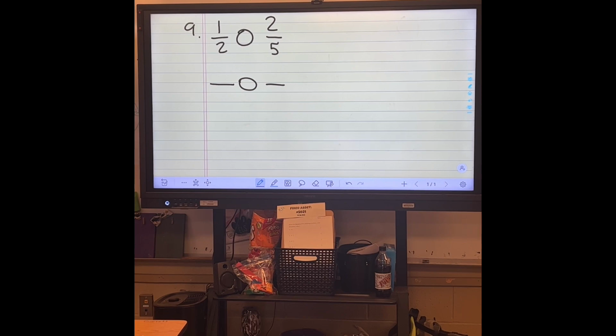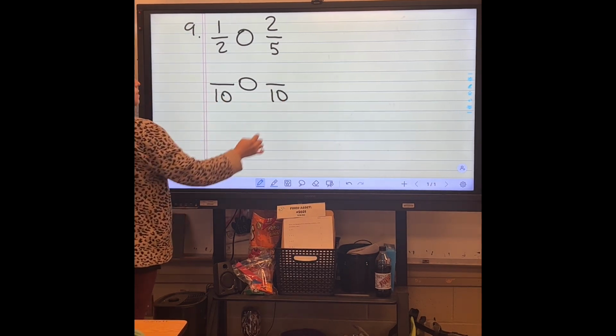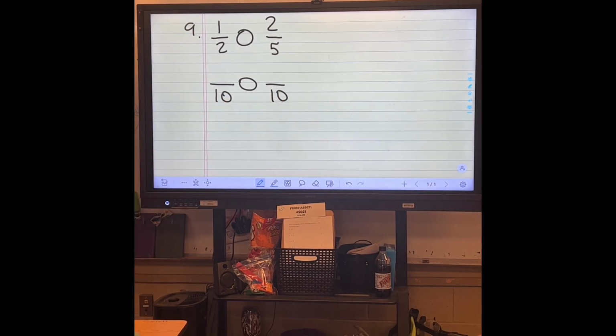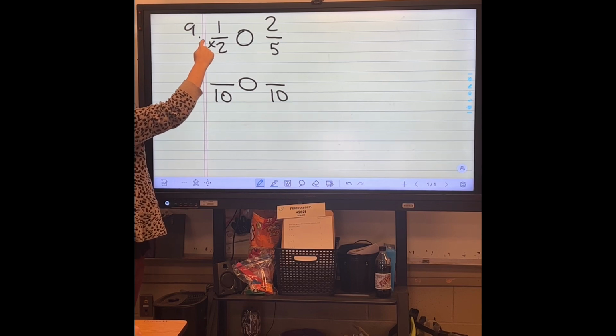Presley, what'd you get? 10. 10, good. And 10 is the lowest one, but it doesn't matter which one. You could have picked 20. That's okay. I'll show you what happens with that in just a second. Now, this one is cool because both sides are going to have to change. My 2 changed to what? 10. So 2 times 5.